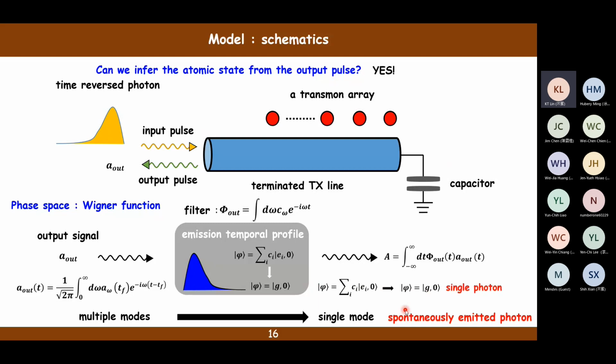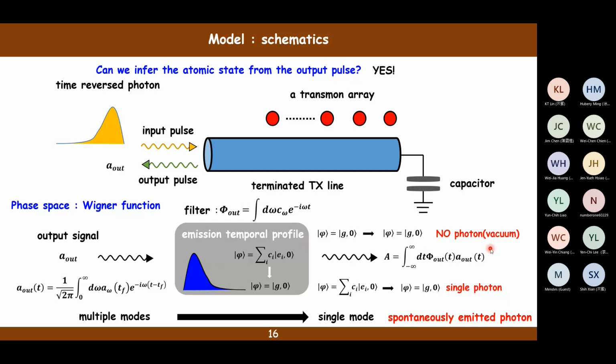Now, in the other extreme case, if this input pulse cannot be absorbed by the atoms, this means that the atom is always in the ground state, so it cannot emit photons. There is no photon that can be observed after the loading stage. This means that the output field must be in the vacuum state. So in reality, the situation must be in between.